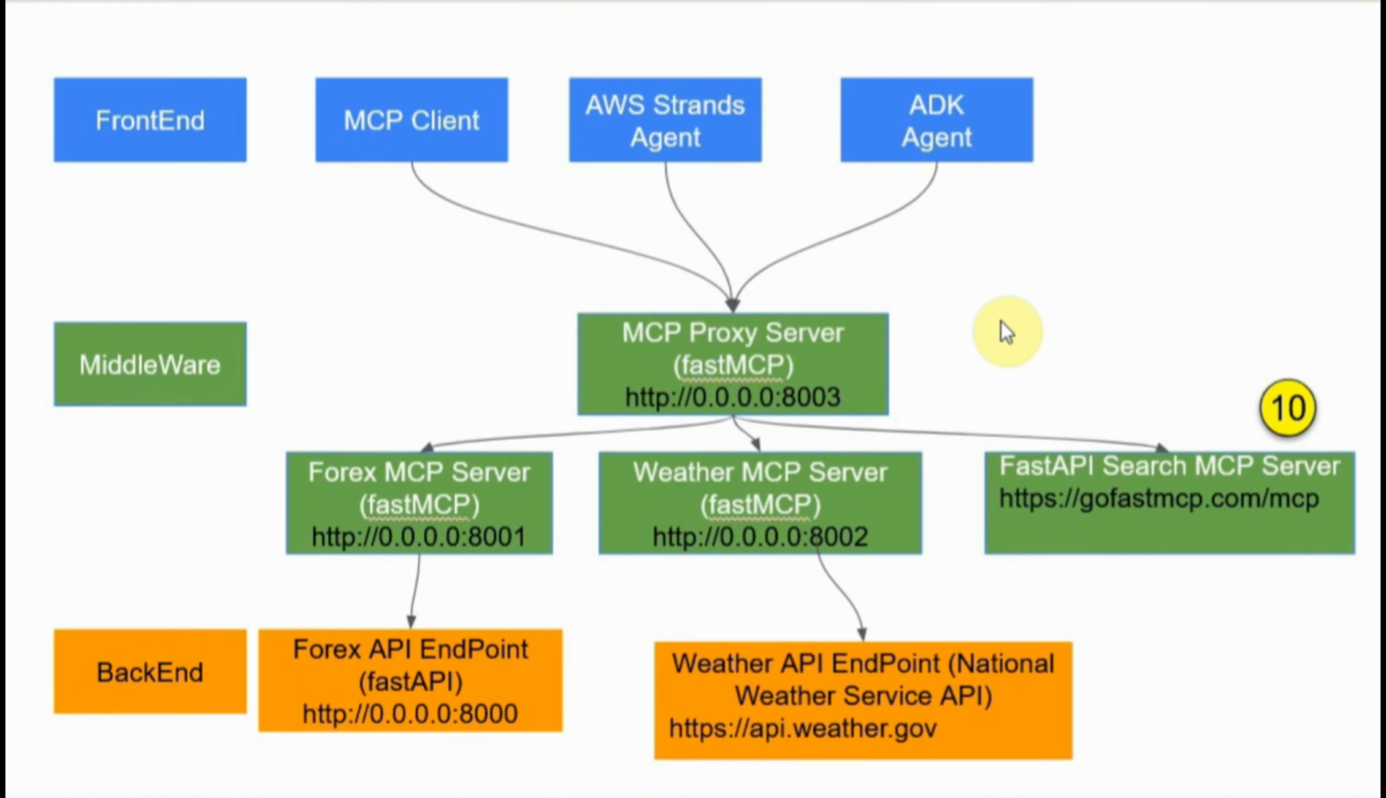Finally, I will do one more modification. I will add the FastMCP Search MCP server, which is available at https://gofastmcp.com/mcp, and I will connect that MCP server directly to the MCP Proxy Server. This is an example of a remotely deployed MCP server provisioned by the fastMCP team. And finally, we will have a look again at how the MCP client recalls the list of tools and how agents interact with the proxy server.